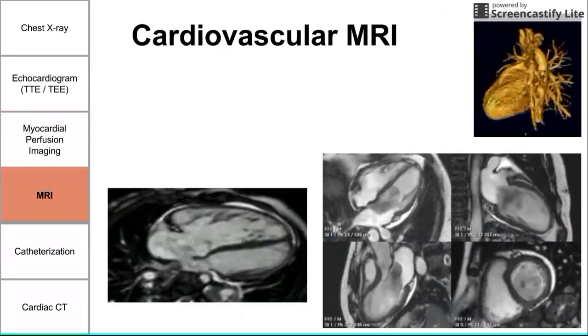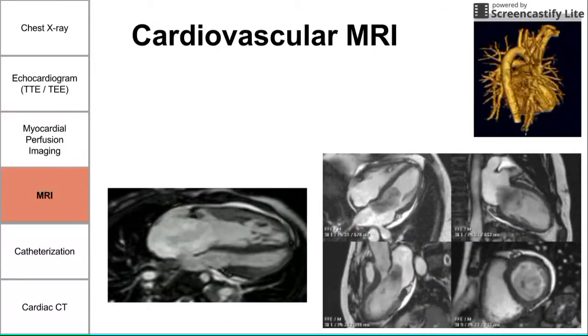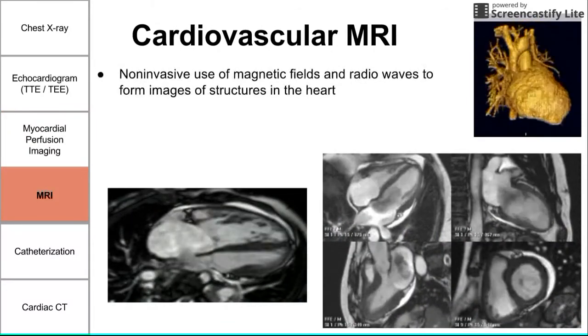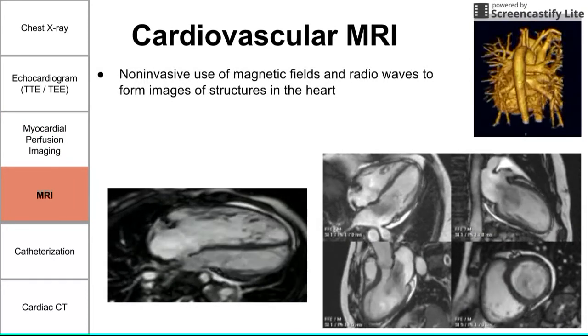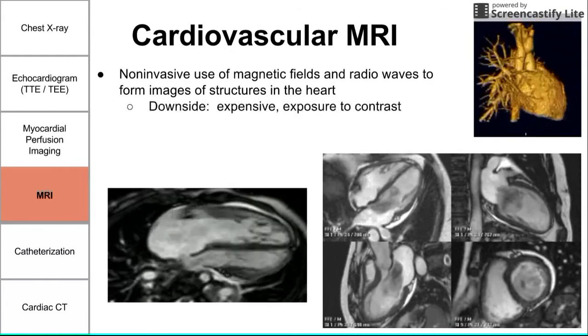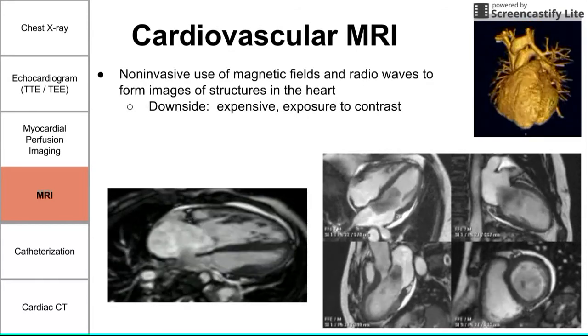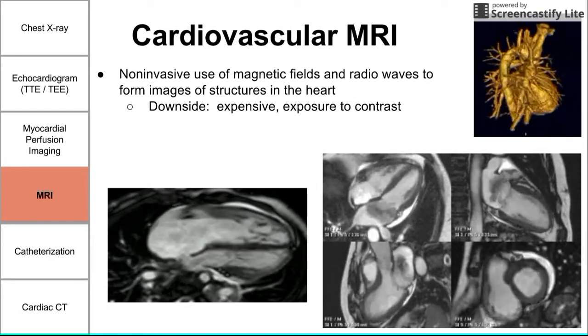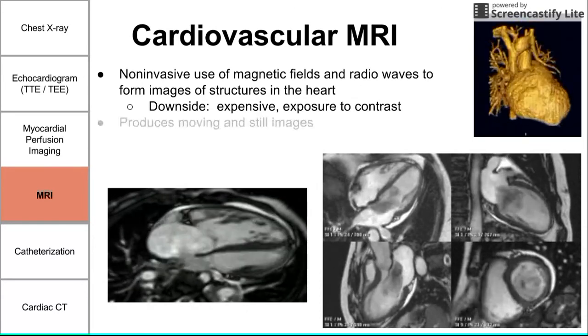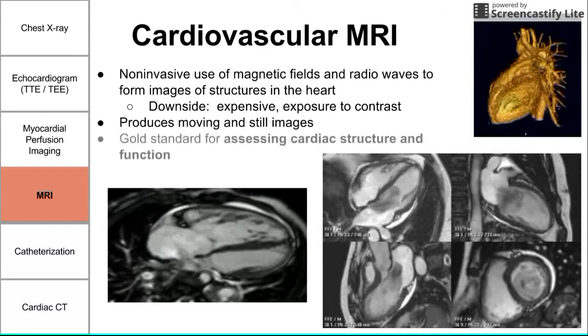We also have cardiovascular MRIs. This applies the same principles of MRIs, which is magnetic fields and radio waves, to form images of a body. It can be used to make moving images and still images. Downside to MRI is, as usual, pretty expensive. We have moving and still images, as we said.